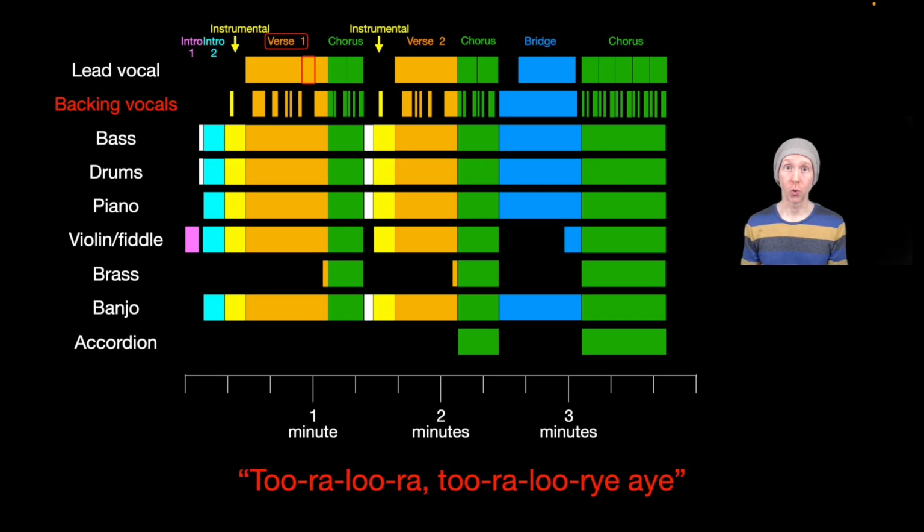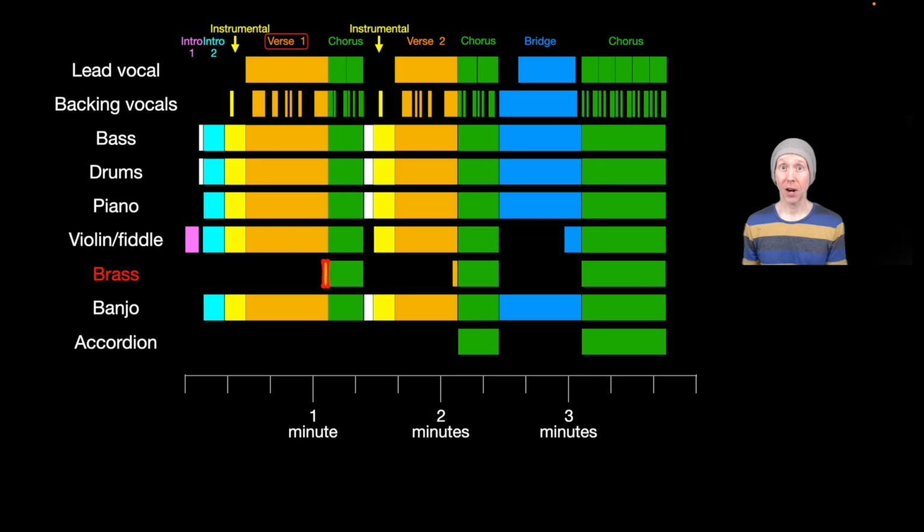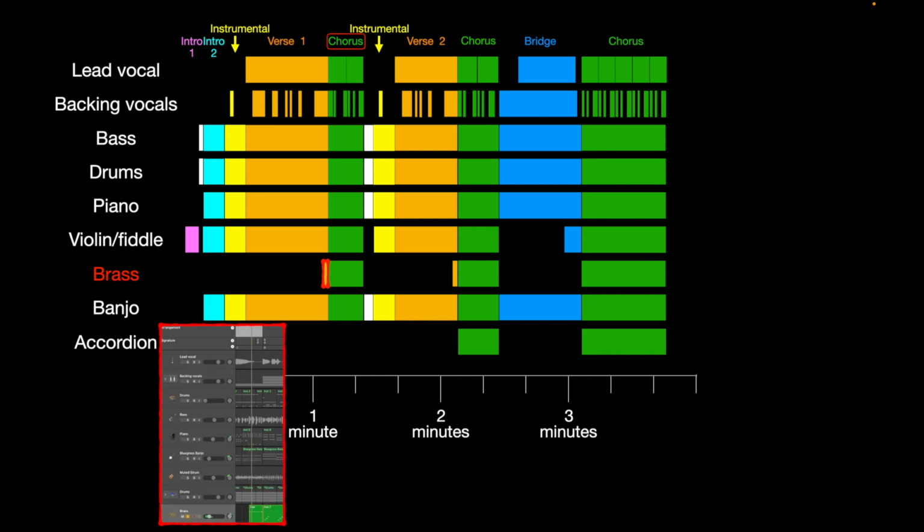When we get to the turalura section, the fiddle takes over the harmonizing role, playing thirds above the lead vocal. Finally, we have the brass come in for the last 4 beats of the verse to bring us into the chorus.